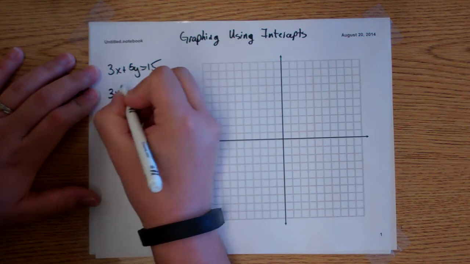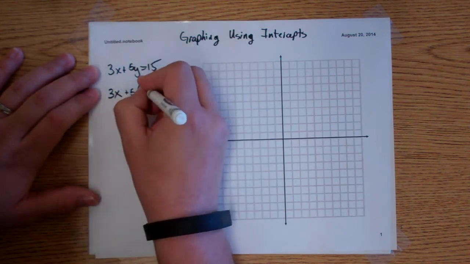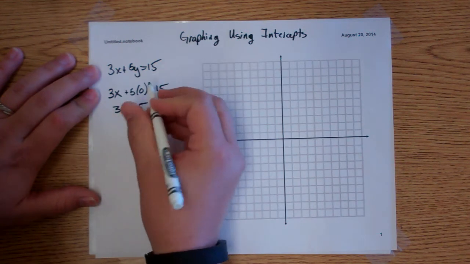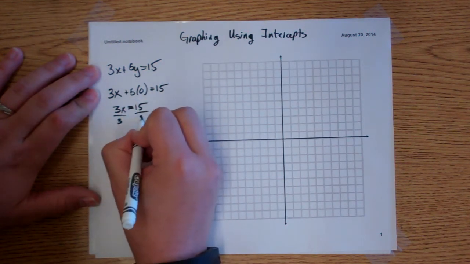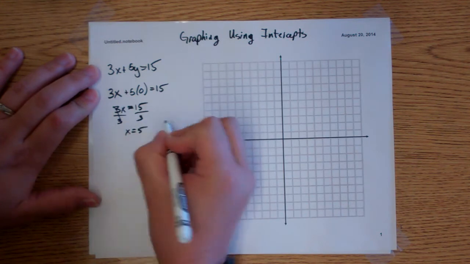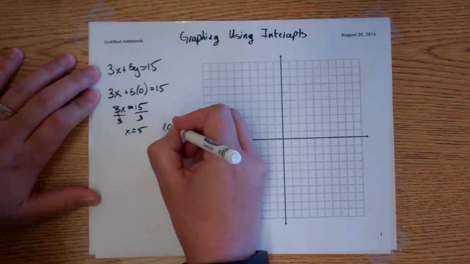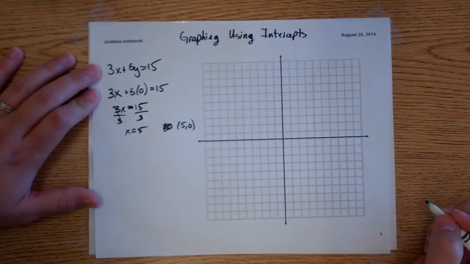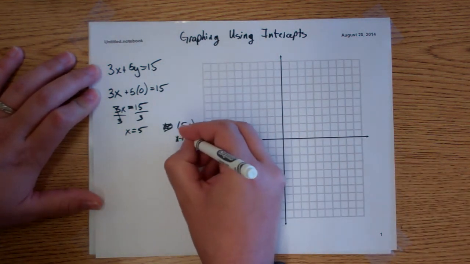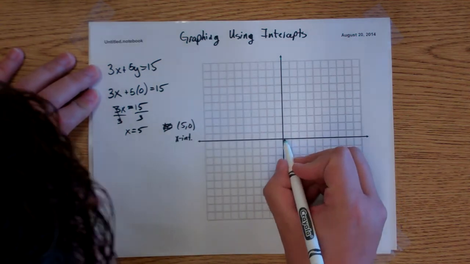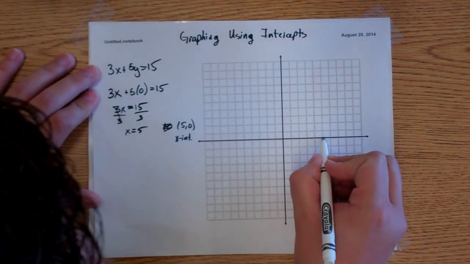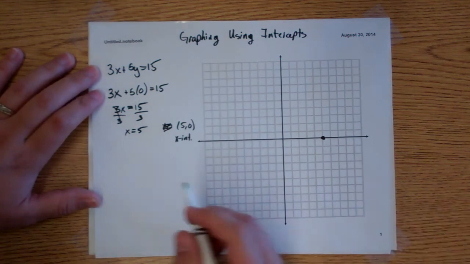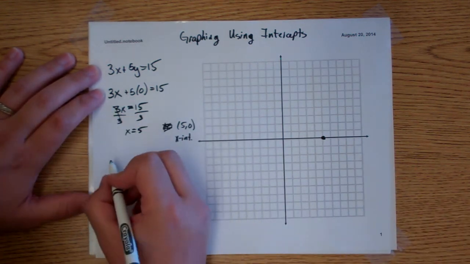So I'm going to write down what we're doing. We put in a 0 for y, so that just gives us 3x equals 15. Divide by 3, x equals 5. So 5, 0 is our x-intercept. All right, so 5, 0, 1, 2, 3, 4, 5 is right there. So that's our x-intercept.